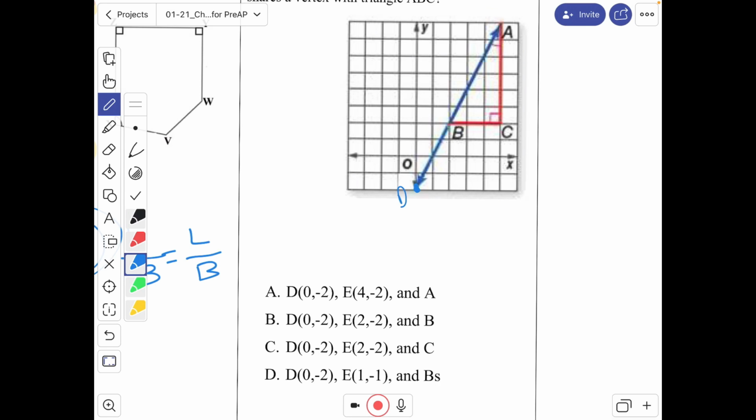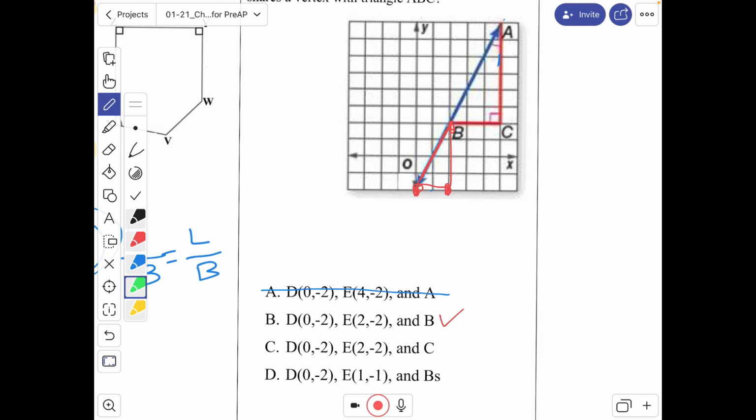Then go over 4, -2. So 1, 2, 3, 4, -2 and put another dot. And then if I connect that to A, that does not make a right triangle. To make a right triangle, it would have to go straight up. It did not. So it can't be that one because it's not a right triangle. Next one. Go over 0, down -2. Then go over 2 to the right and down -2. And then connect to B. Does that make a right triangle? Yes. And it's using the slope of the line. So that might be our answer.